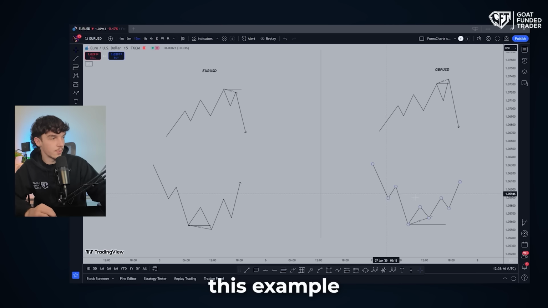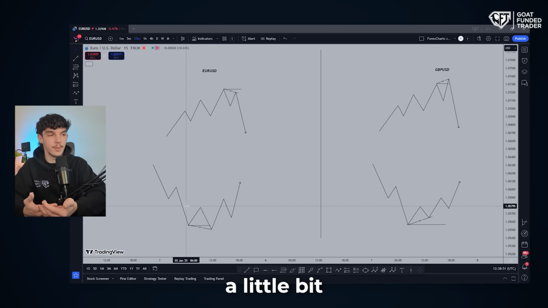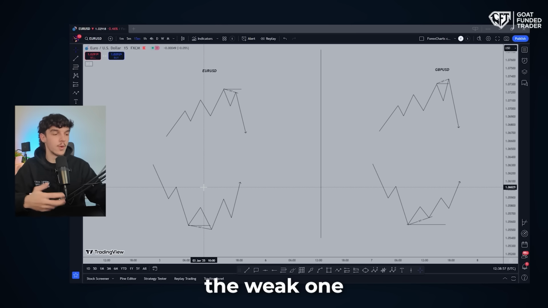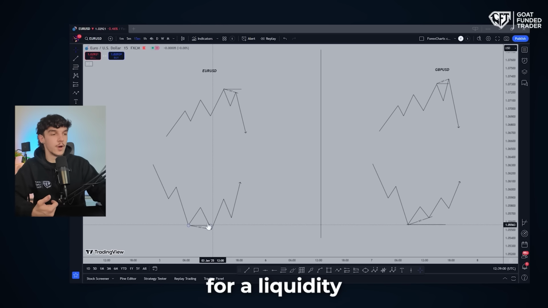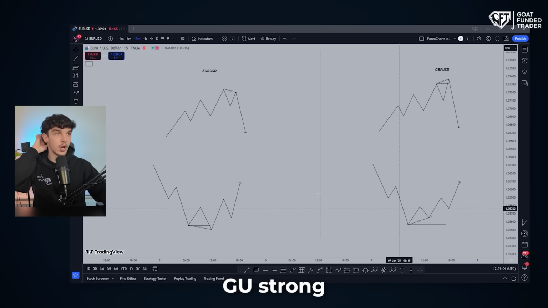So GU in this example is the stronger one, and EU is, I guess, the stronger one, but it needed to seek a little bit more liquidity, and GU didn't. So we're going to look at the weaker one. Okay, it's not the weaker one, but we know what we're talking about. So we look for a liquidity sweep on this one, and then if we're creating higher lows on this one, obviously GU strong, EU needed that.